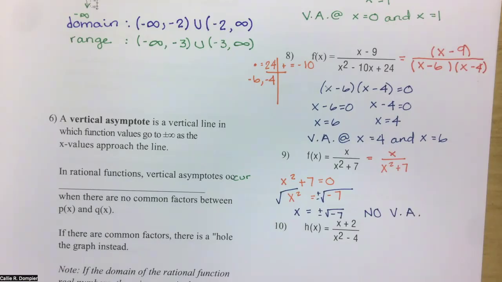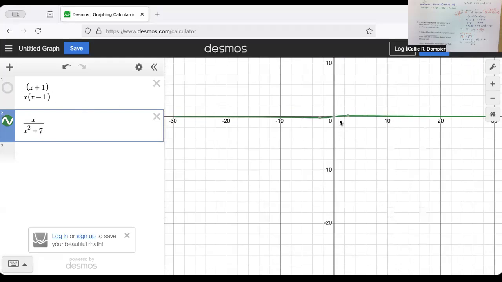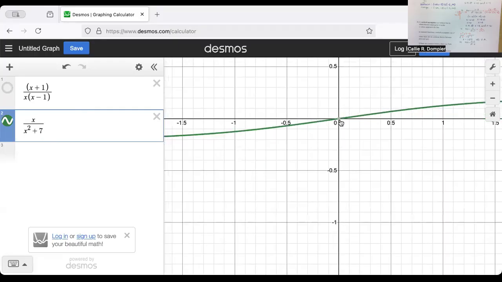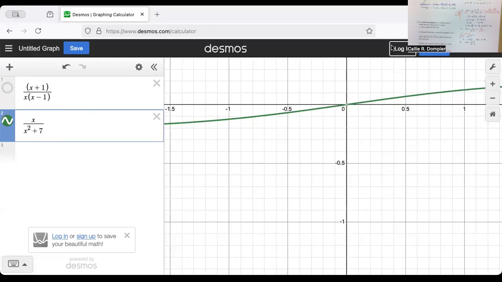Show you the graph of that. All right, so the green line is x divided by x squared plus 7. This was our old one. We saw our asymptotes at 0 and at 1. Turn that one off. Here, there are no asymptotes because the square root of negative 7 is not a real number, so there's not a point on the graph where we will have a vertical asymptote.